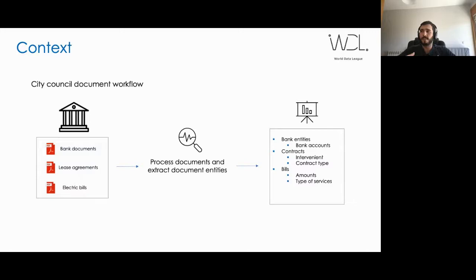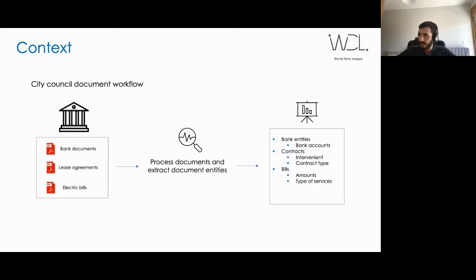When the institution receives these documents, it needs to process them and extract the entities. In the case of the bank documents, we have bank accounts and some bank information that is necessary to extract. On the contracts, we have the intervenients and the different contract types that these contracts could be. And on the last level, the bills, extracting the amounts, which kind of service, and so on.